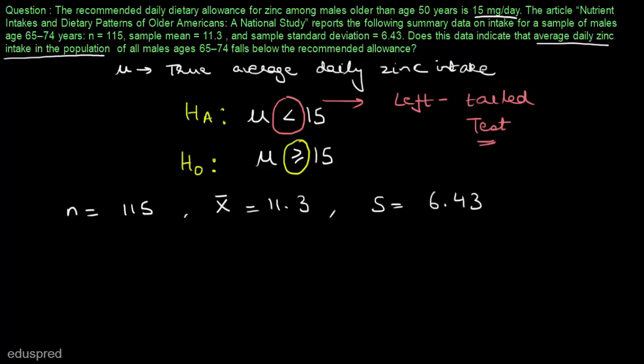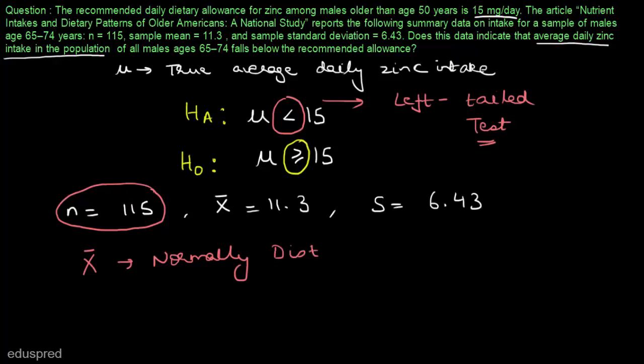Now we have to decide which test statistic to use to test this hypothesis. So see, we are not given anything about the population. We don't know whether the population is normally distributed or not. But because our sample size is large, n is equal to 115, we can use central limit theorem, and using central limit theorem we can say that x bar will be normally distributed. So irrespective of how the population of x is distributed, x bar will be normally distributed, and this follows from central limit theorem.